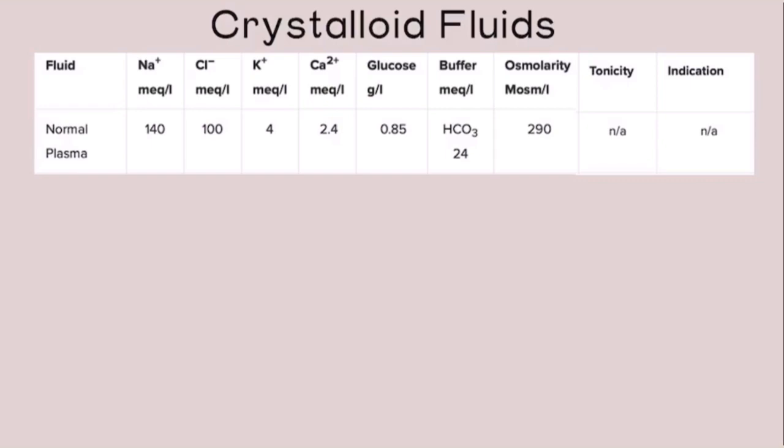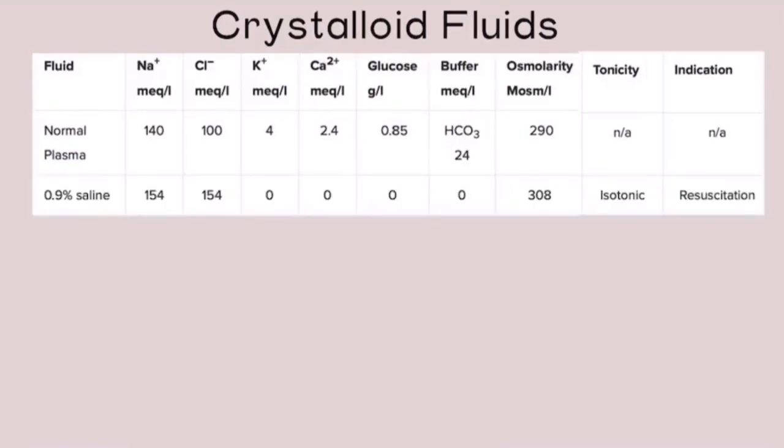Plasma also has an important anionic buffer to help maintain pH at a physiologic range. That buffer is bicarbonate at around 24 milliequivalents per liter. And with all the osmotic constituents of plasma added together, including others that are not listed here, this gives a total osmolarity of 290 milliosmoles per liter. When talking about IV fluids in comparison to normal plasma, we also need to discuss their tonicity relative to plasma and typical indications.